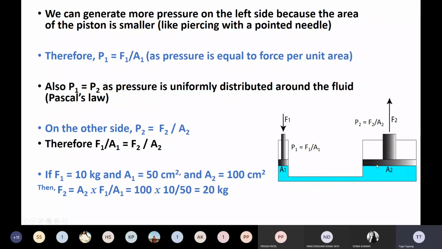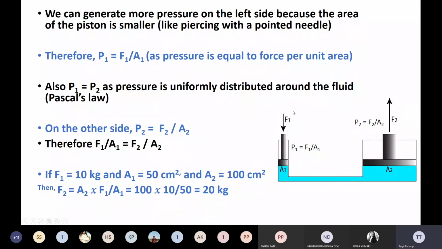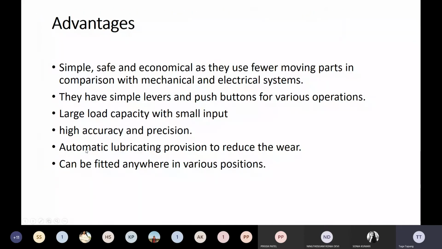If we increase this area to 200 centimeter square, suppose, then we will get 40 kg with the same 10 kg force. So in this way, we can enhance the output with high accuracy and precision by carefully calculating how much force you apply here. We can get the required or exact force on the other side.